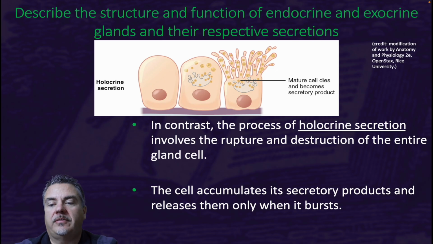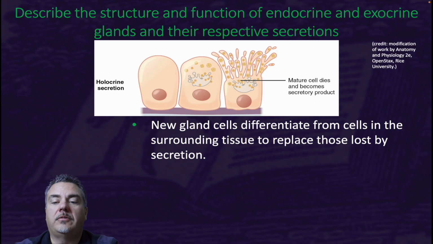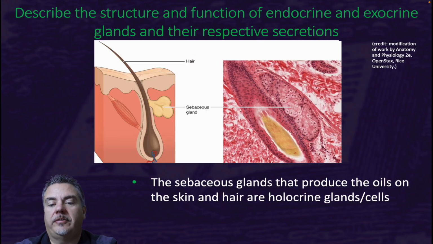In contrast, the process of holocrine secretion involves a rupture and destruction of the entire gland cell. The cell accumulates its secretory products and releases them only when it bursts. New gland cells differentiate from cells in the surrounding tissues to replace those lost by secretion. The sebaceous glands that produce the oils on the skin and hair are holocrine gland cells.